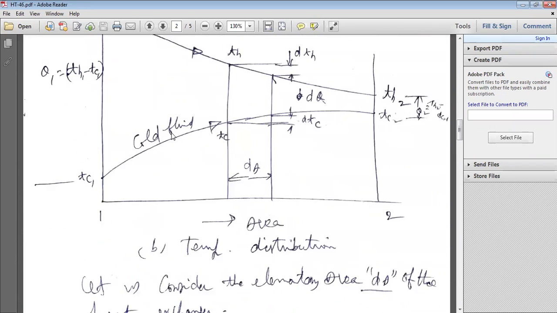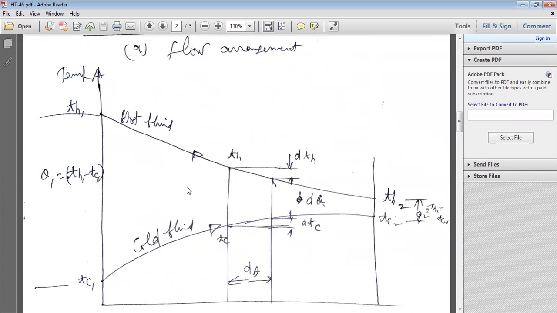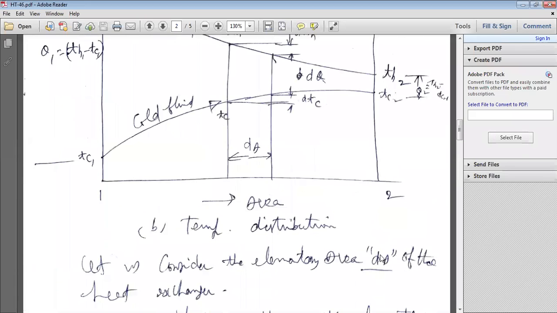This is a parallel flow heat exchanger, because the hot fluid is flowing in the positive x direction and at the same time the cold fluid is also flowing in the same positive x direction. Both fluids, hot and cold, flow in the same direction. That kind of arrangement is known as a parallel flow heat exchanger.